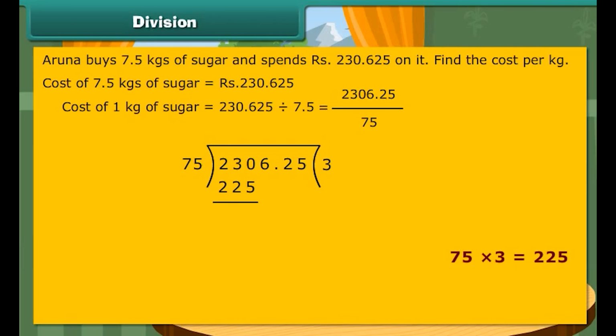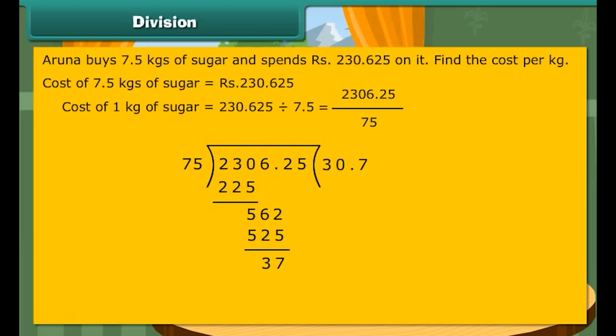Subtract and write the difference, 5 below. Bring 6 down. The new number formed is 56. 56 cannot hold 75, so write 0 to the right of 3. Bring 2 also down. Since 2 appears after the decimal point, place a decimal point to the right of 0. The new number 562 holds 7 times 75, that is 525. Subtract and write the difference.